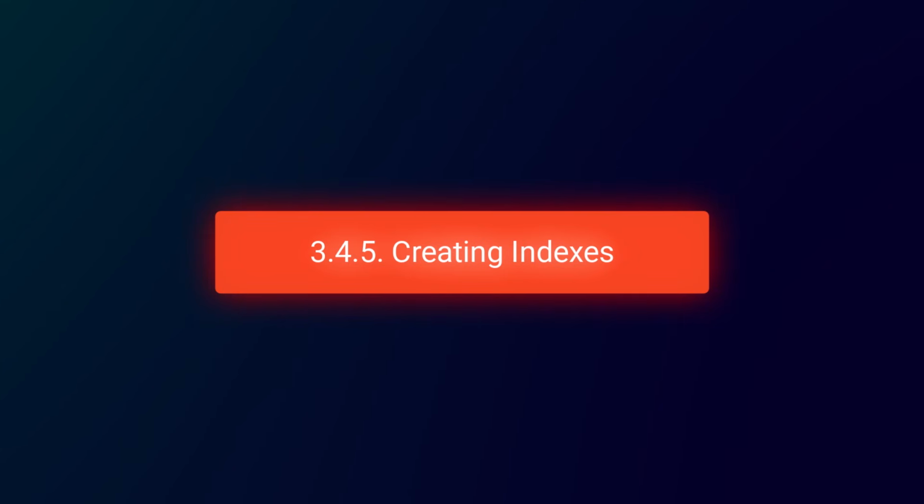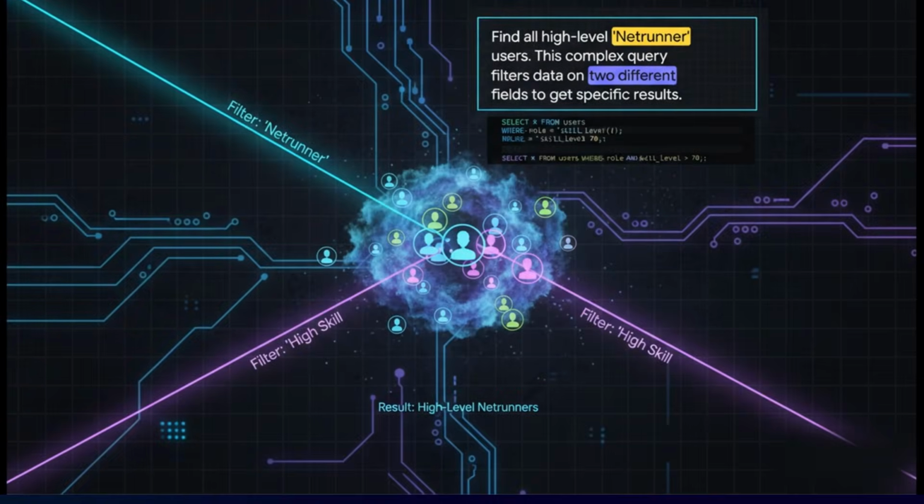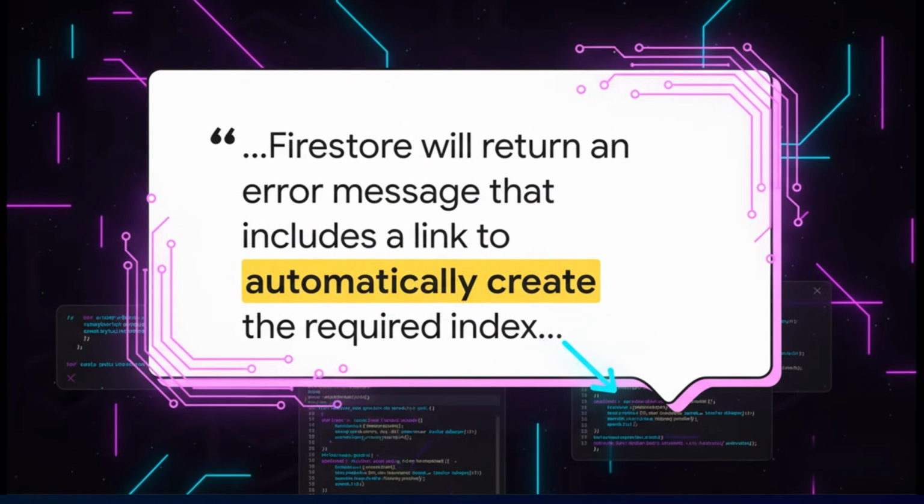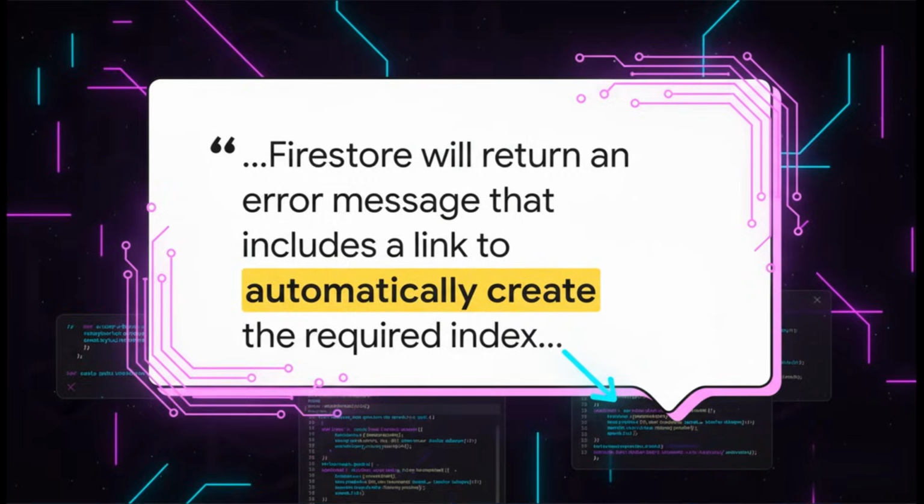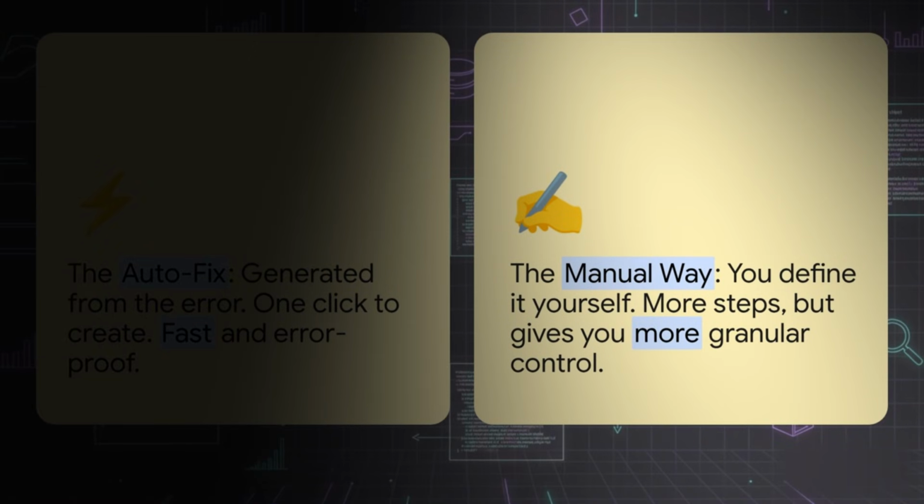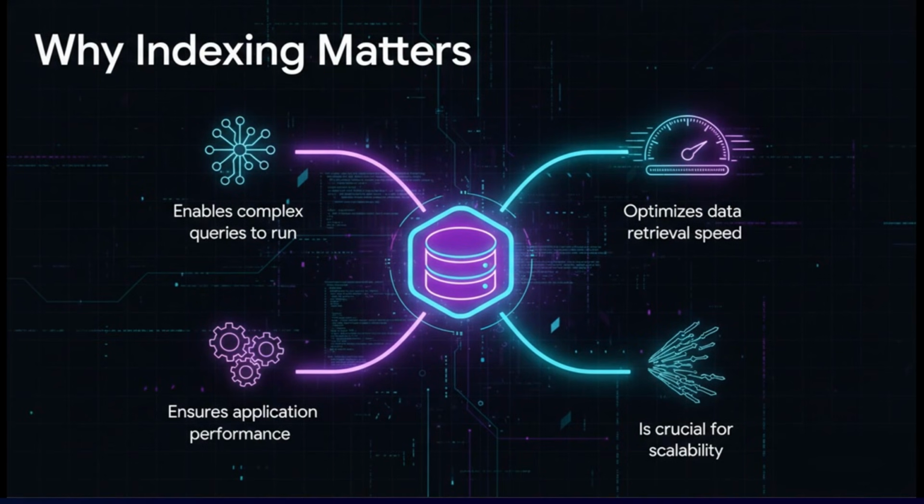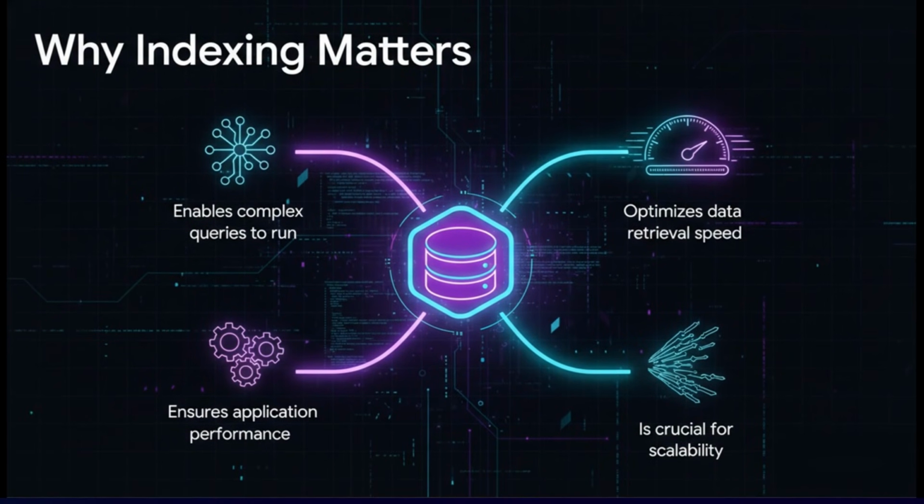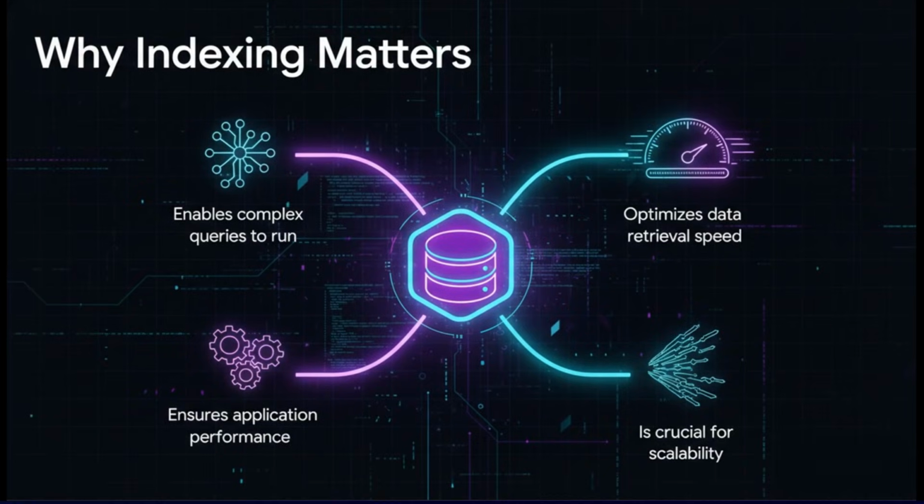Creating indexes. If you attempt a complex query that doesn't have a corresponding index, Firestore will return an error message that includes a link to automatically create the required index in the Firebase console. Alternatively, you can create them manually. This process is crucial for enabling and optimizing complex queries and ensuring your application's performance as it scales.